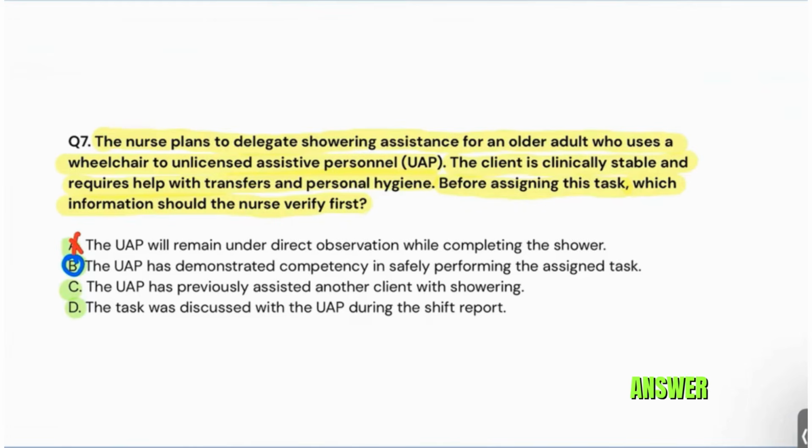Letter A is not the correct answer because direct observation is not routinely required. Letter C is also not the correct answer because previous experience does not prove competency. And letter D, discussing the task does not establish competency. Let's go to the next question.